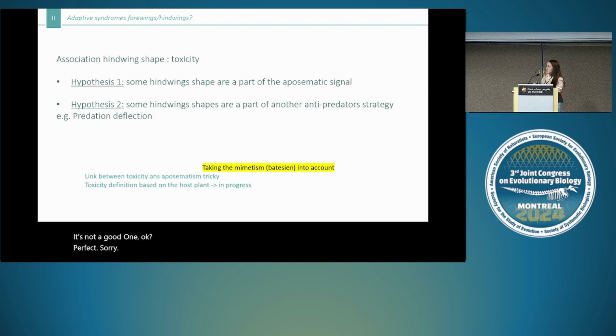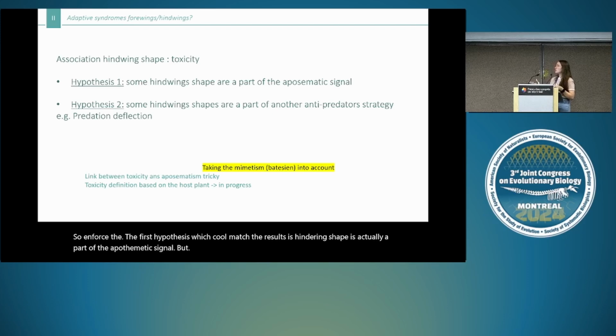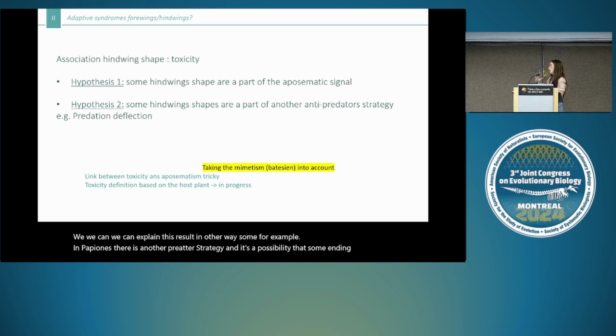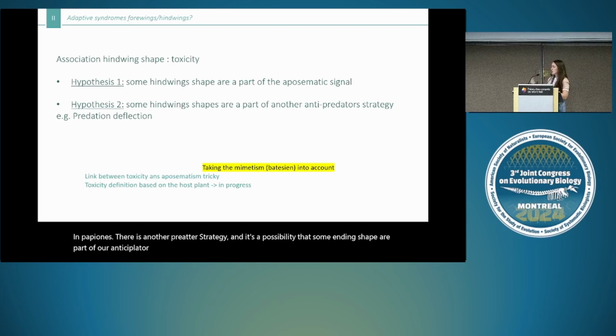So the first hypothesis which could match the results is that hindwing shape is actually a part of the aposematic signal, but we can explain this result in other ways. For example, in Papilionidae there is another anti-predator strategy, and it's possible that some hindwing shapes are part of another anti-predator strategy, which is only found in palatable species.